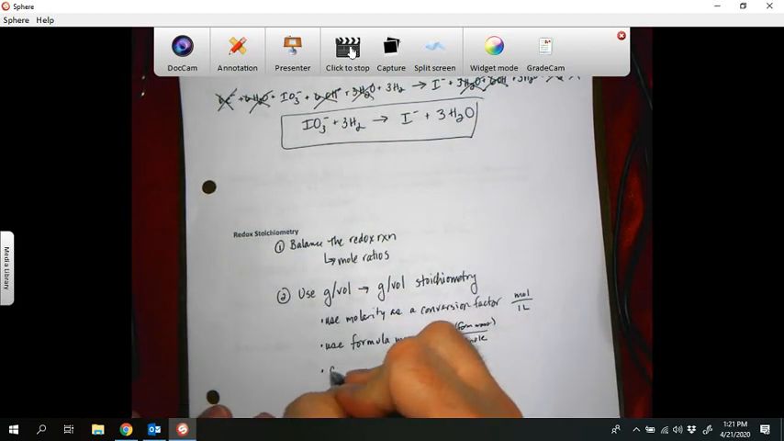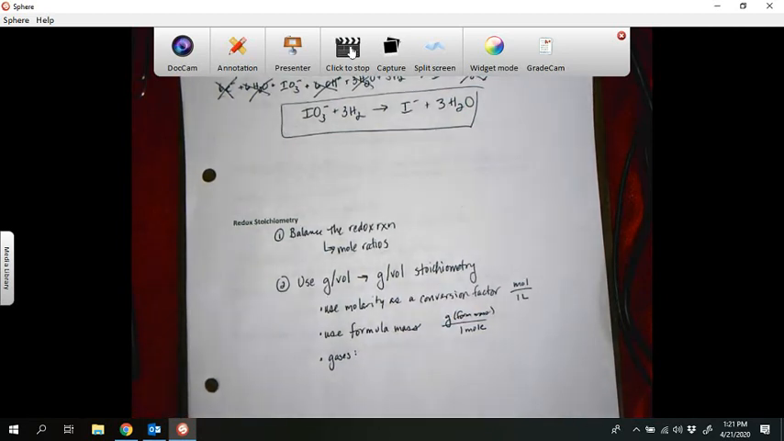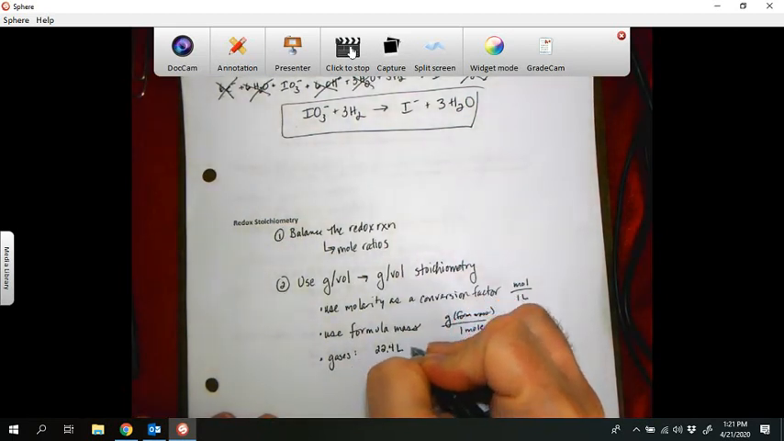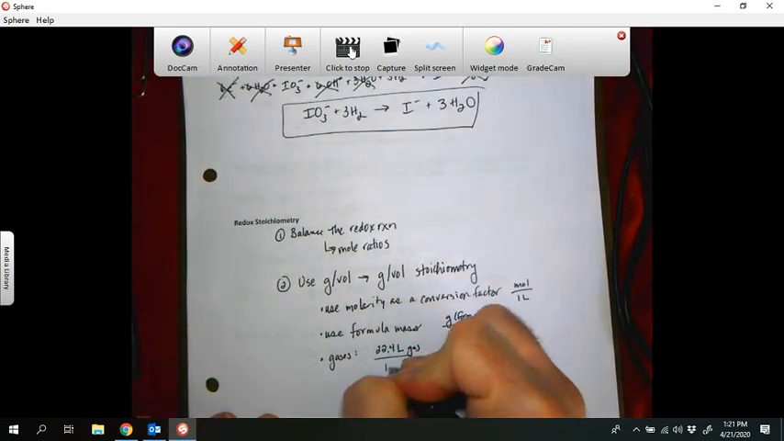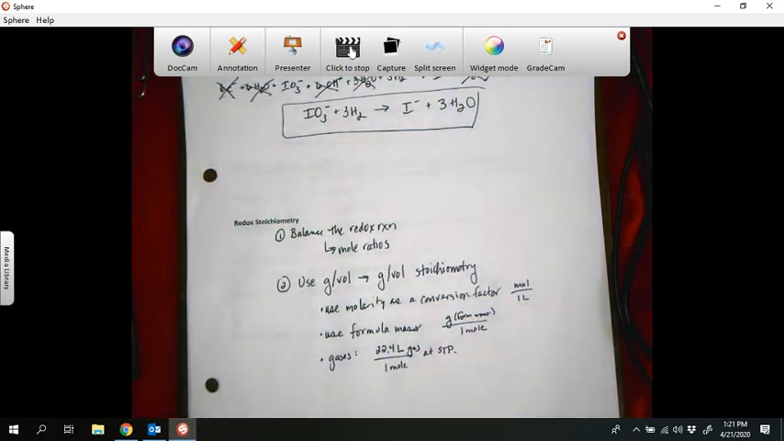And if we have gases, if you remember back to Chem 1, we had a relationship between how many liters of a gas per mole at STP. And if you remember, that's 22.4 liters of gas per 1 mole at STP. So standard temperature and pressure, 1 atmosphere pressure and 273 Kelvin, or 0 degrees Celsius.